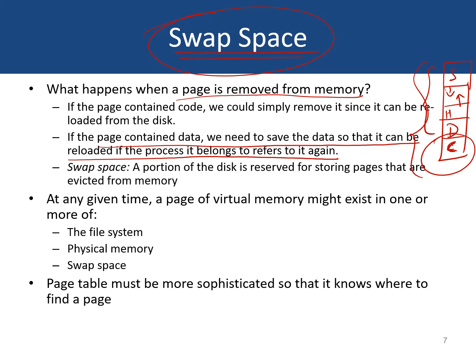Now note that if we have swap space or swap partition in our system, then a page of a virtual memory address space could be in one of these 3 places, right? It could be in the physical memory or in the RAM, or it could be in the regular file system inside the hard disk, or it could be on the swap space, which is also on the hard disk. So in this case, the page table would need to be more sophisticated. It will need to store more bits or more information to tell us where exactly to find a page.